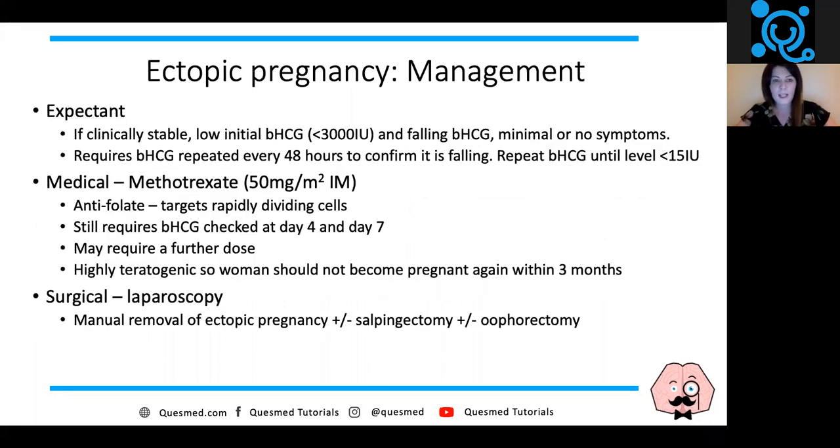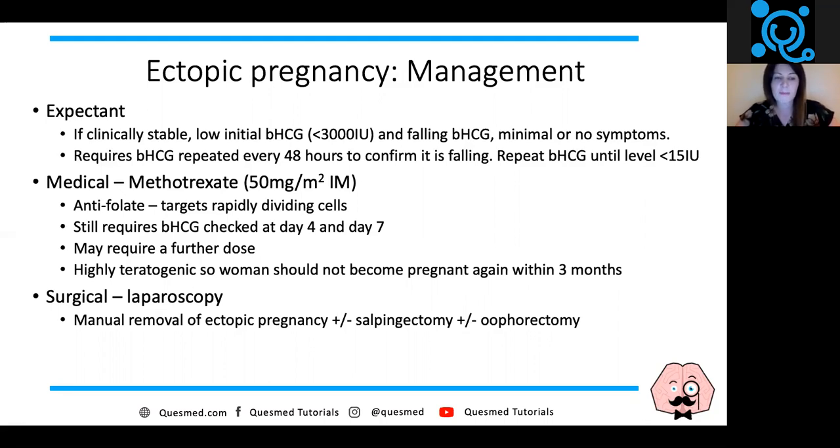If we go through management of ectopic pregnancy, expectant management is for women who are clinically stable with a low initial beta HCG with minimal or no symptoms. This normally requires the beta HCG to be repeated every 48 hours to confirm that the pregnancy is falling until it's reached a very low level indicating the pregnancy has gone.